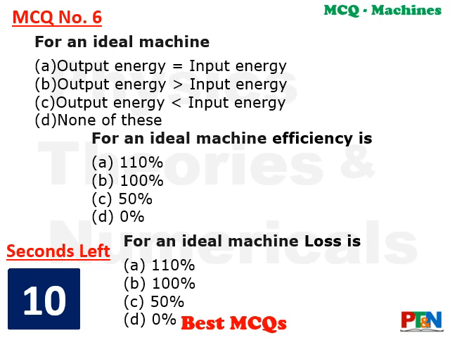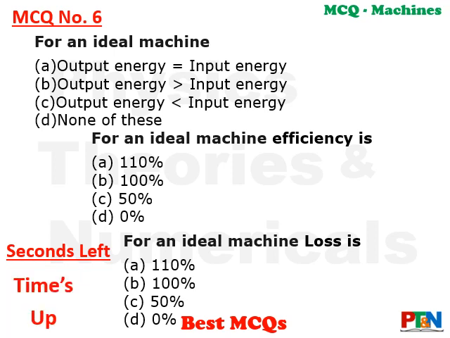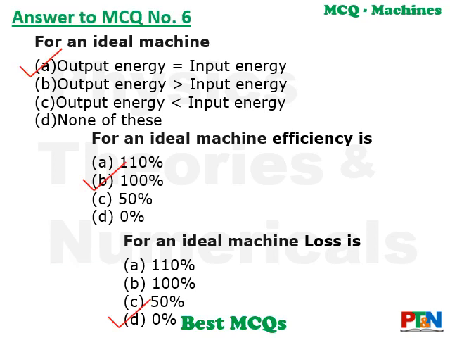The next MCQ. There are three MCQs on ideal machine. First one is output-input relation, second one is efficiency, third one is loss for an ideal machine. Your timer for 10 seconds starts now. Easy one. Hope you have got your option now. Let's see the answer. For the first one, output energy is equal to input energy. Efficiency of an ideal machine is 100% and loss for an ideal machine is 0%.